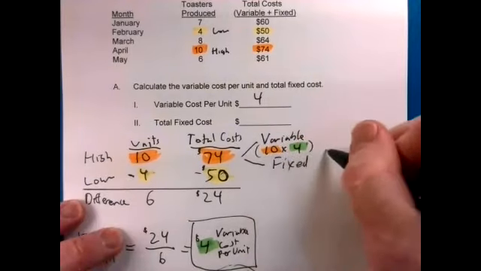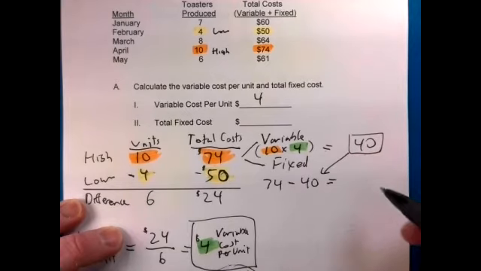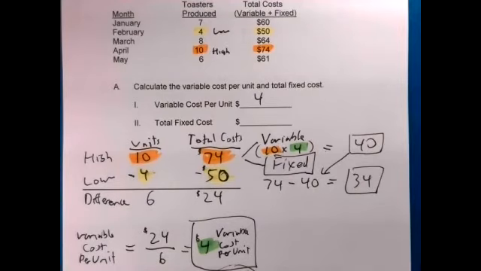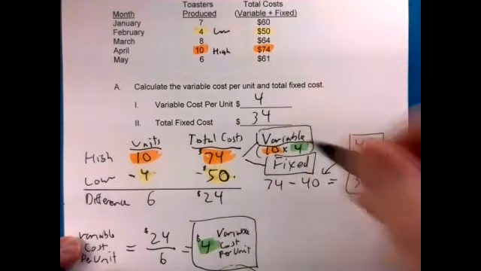The fixed cost will be whatever's left over. So we had 74, that was the total, minus the 40, equals 34. And you can check your answer down here. So put your answer down here. Also put this variable.